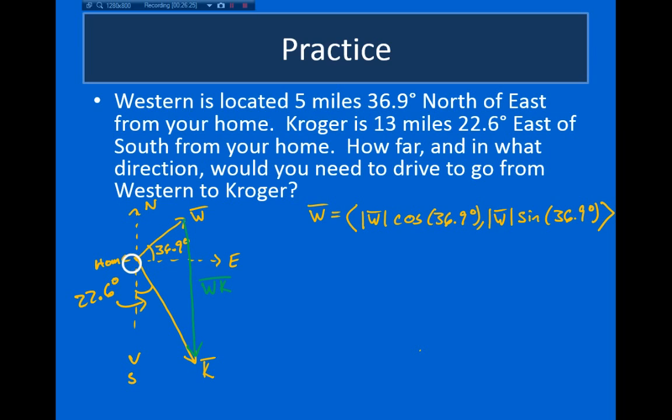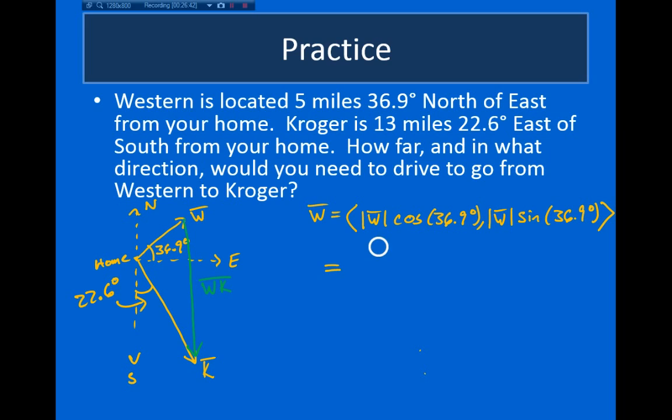Okay, and since this is east and north, remember my convention: the east-west is the first component, and east is positive. North-south is the second component, and north is positive. So both of these are positive. It's pointing east and north.